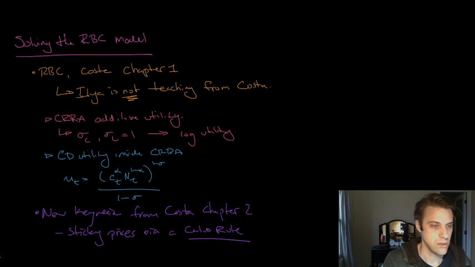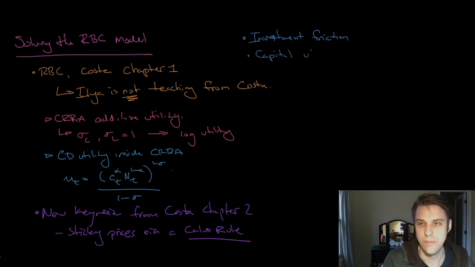Okay, this will be our starting point. These will sort of be our math playground. And then if I have time, I'll try to look at some specific models that Professor Ilya presented in class, some extensions. These extensions are also present in Costa. You have things like investment friction, capital utilization, and habit formation in consumption.